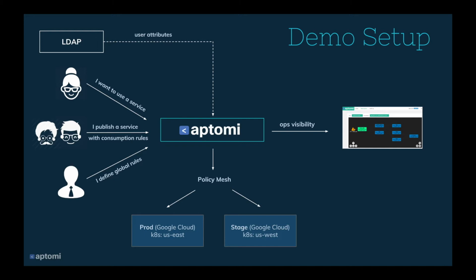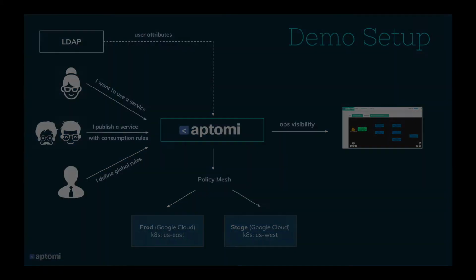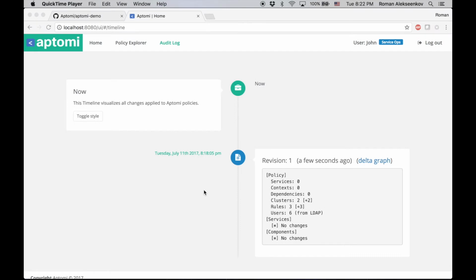So that said, let's go ahead and look at the live demo. Right now we're looking at the Aptomi user interface, the screen called Audit Log, which contains all configuration revisions of Aptomi. And right now we're starting from scratch, so no services have been defined in Aptomi yet. The only thing that Aptomi knows about is two Kubernetes clusters, US East and US West, that we have defined up front. It knows about the users, which are loaded from LDAP, and it knows about three global rules, which we're going to talk about later.